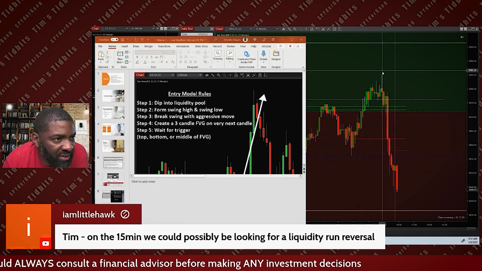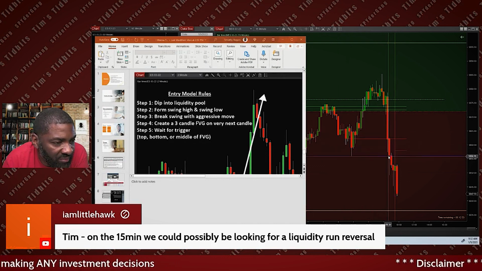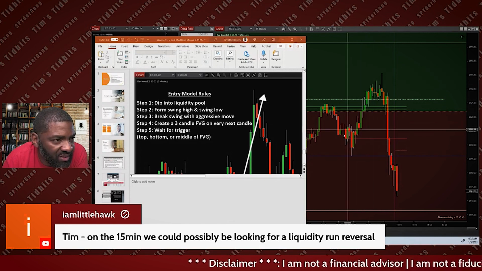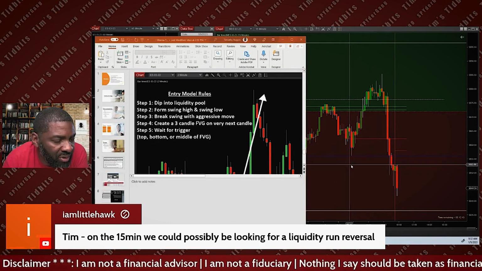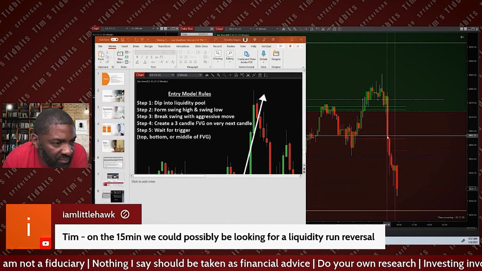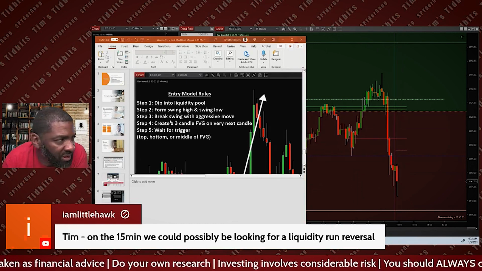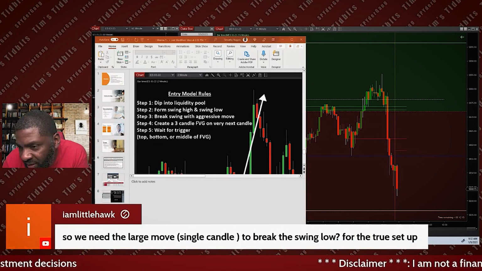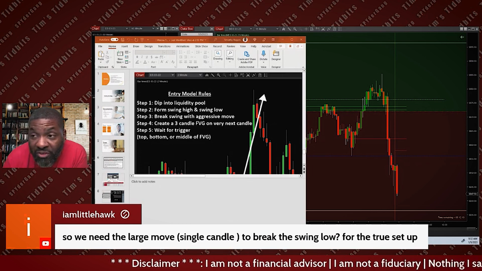And it will be coming from taking the liquidity up here, right? So once we come down and break this right here, the liquidity has been taken from up there. So we dip into the pool up there, then we come down and break the market structure and then retrace back to the fair value gap, right? But like I say, that candle did not break it, so that wouldn't be this entry model. It would be very similar to it. So we need the large single-candle move to break the swing low for this setup.